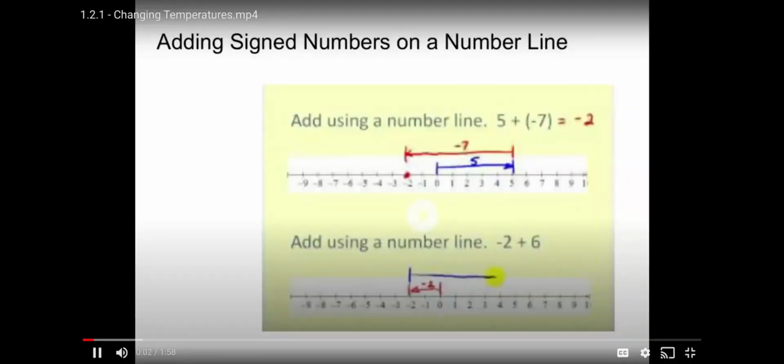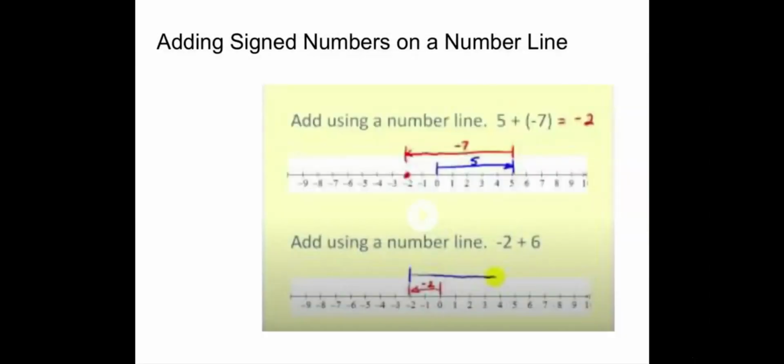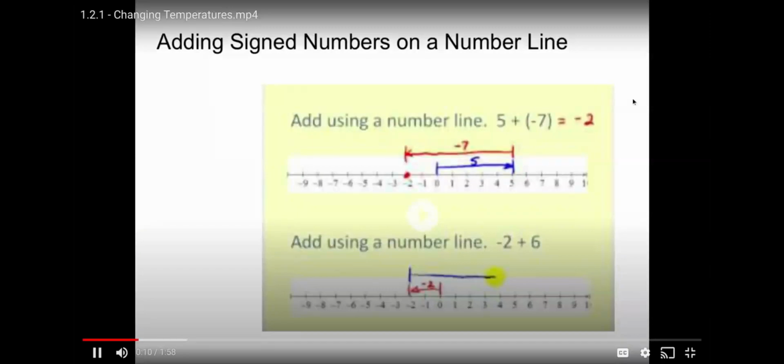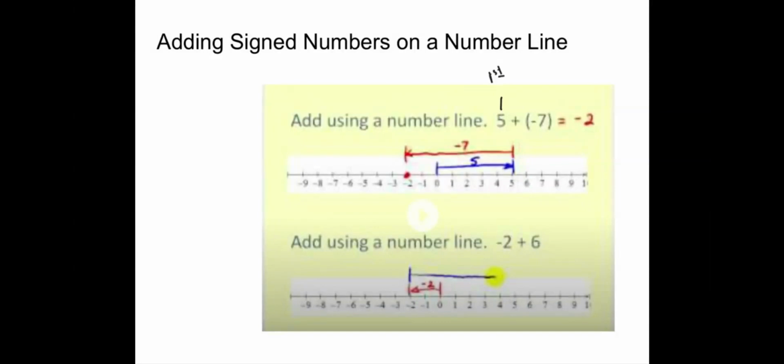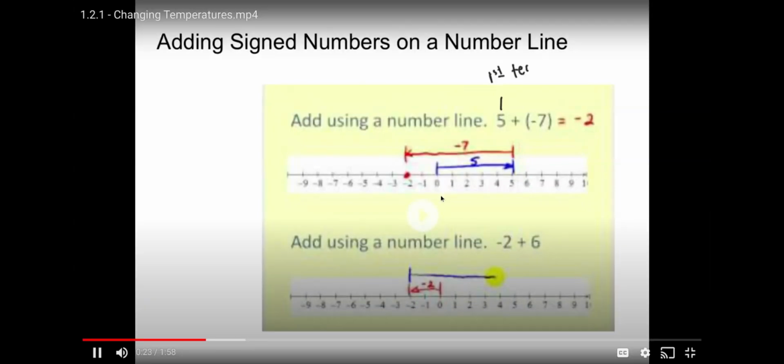Let's take a look at adding signed numbers on a number line. Again, signed numbers being our positive and negative numbers. So in our first example, we are going to add using a number line. We're going to add a positive 5 plus a negative 7. When we are adding on our number line, our first term, which is the first number you see, is going to always start at 0.